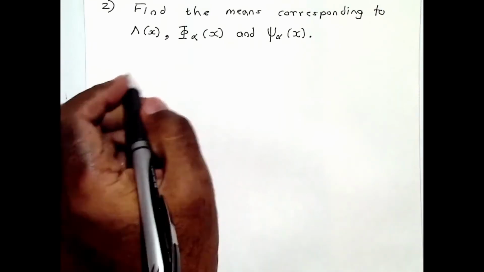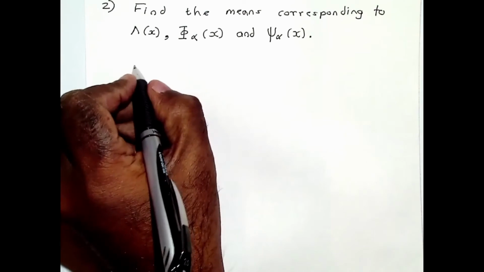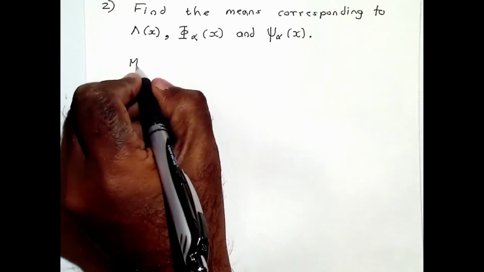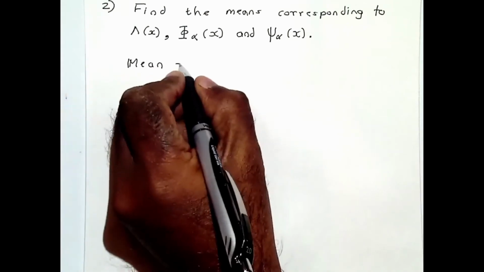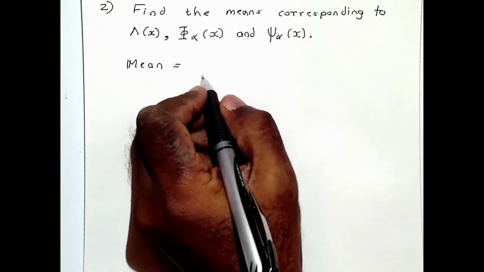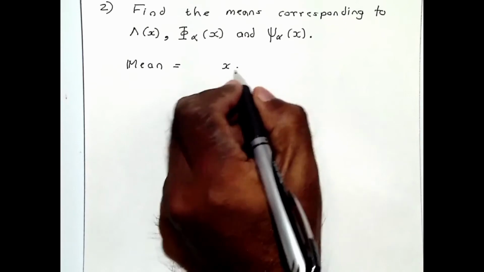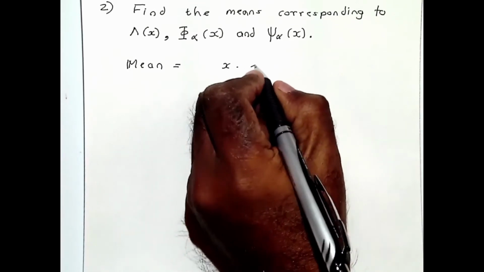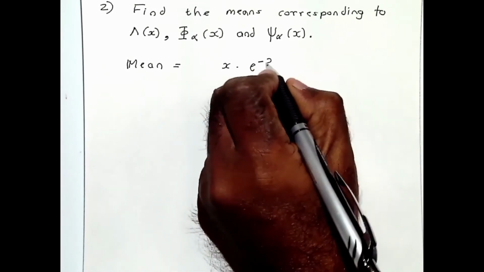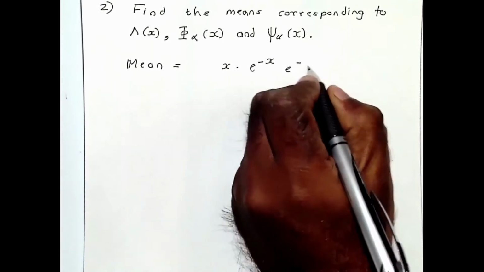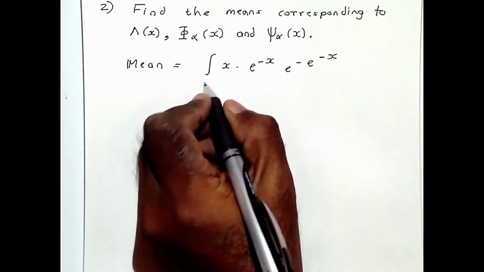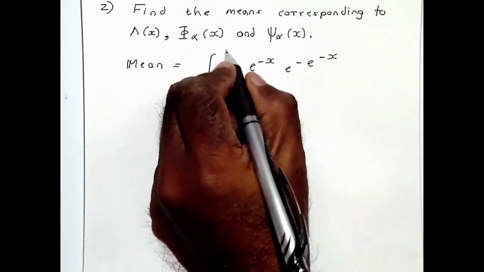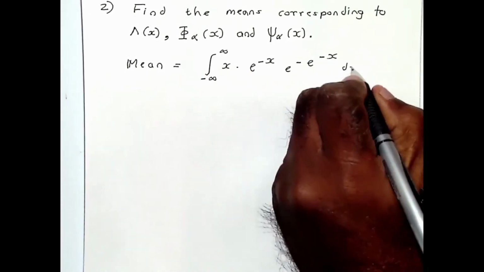So I'll start with the Gumbel, right? To find the mean, I'm sure all of you know, you just need to integrate x times the density function, which we already worked out, and the limits of integration are from minus to plus infinity, dx.